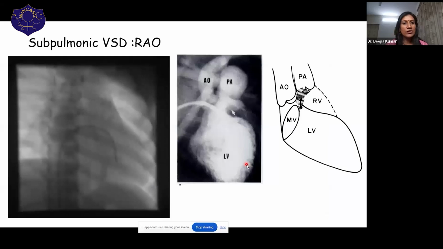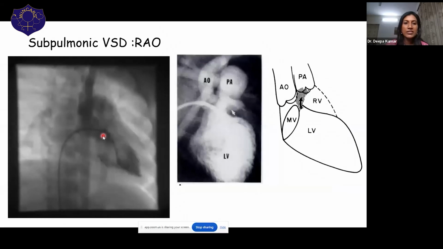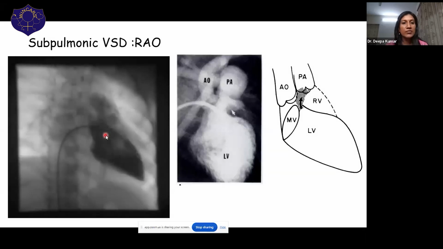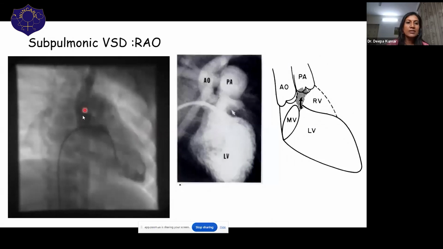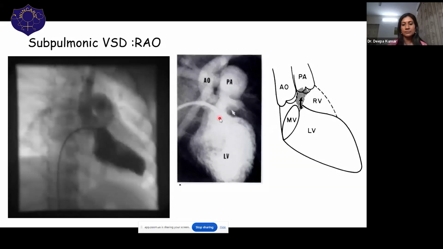This is an example of a subpulmonic VSD, for which we usually don't do an angiogram, because when we diagnose a subpulmonic VSD in early childhood, we usually send for surgery to prevent RCC prolapse and aortic regurgitation. But nowadays, small subpulmonic VSDs are also sometimes taken up for device closure, in which case this is a view that you take. It is an RAO view, and you're nicely profiling the VSD right underneath both the aortic valve as well as the pulmonary valve.